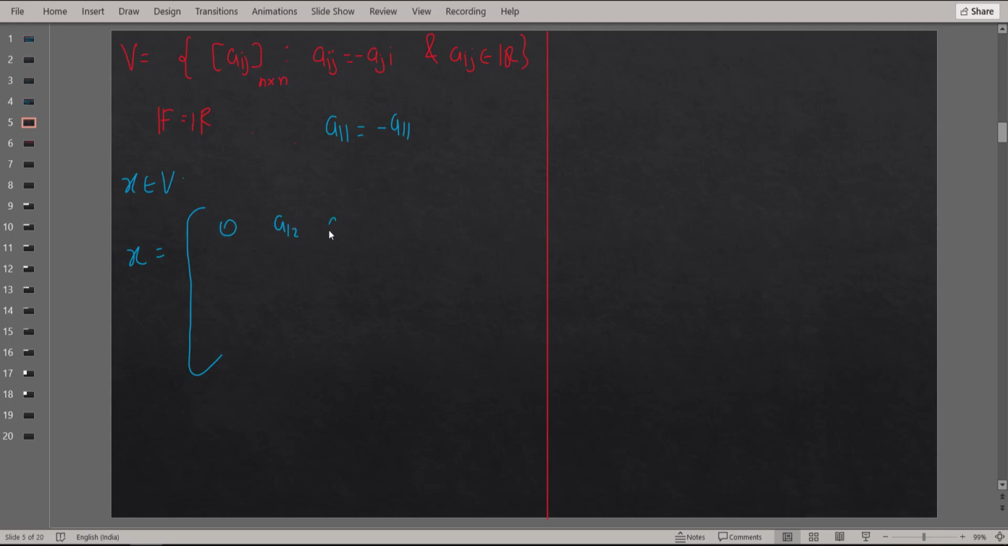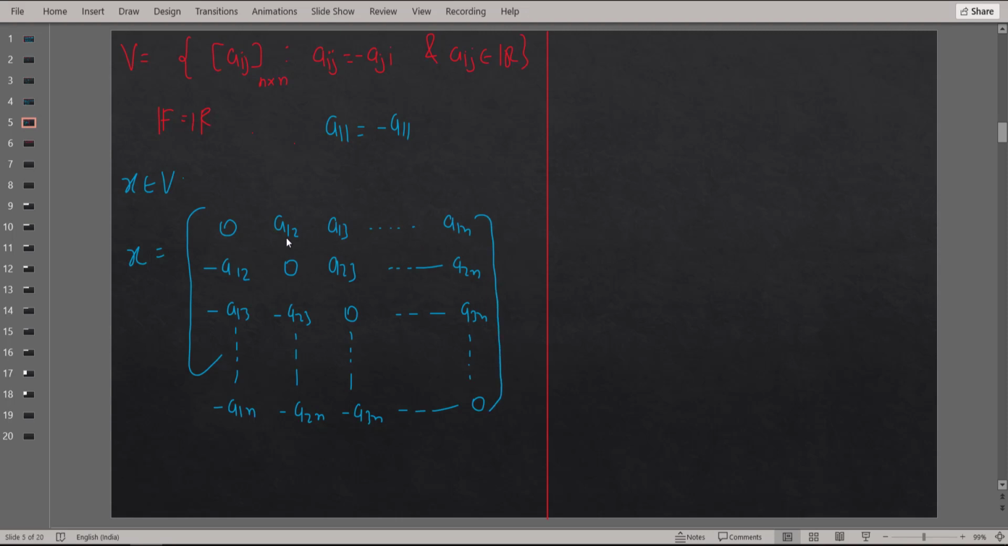Next a12, a13, up to a1n. Now a21 can be written as minus a12, a22 will become 0 for the same reason, a23, and so on up to a2n. a31 can be written as minus a13, a32 can be written as minus a23, a33 will become 0, and so on up to a3n. an1 can be written as minus a1n, an2 can be written as minus a2n, an3 can be written as minus a3n, and so on, ann will become 0. Now these are all real numbers and the field is real numbers.